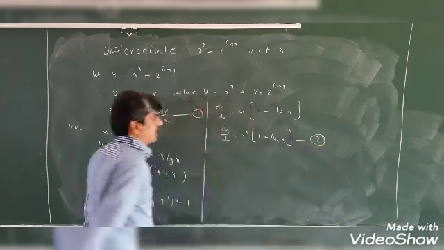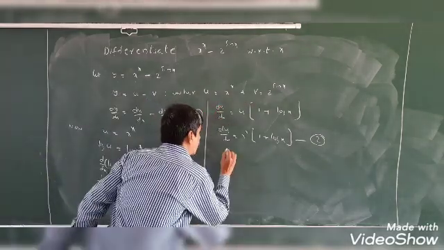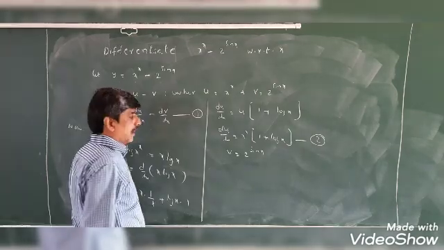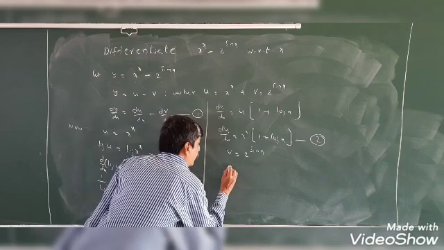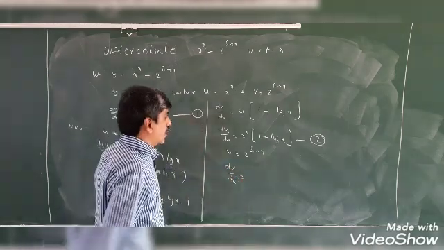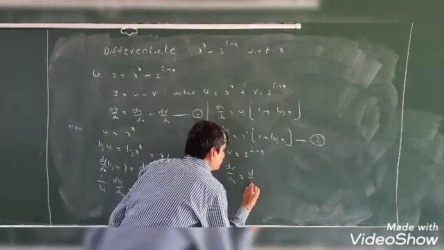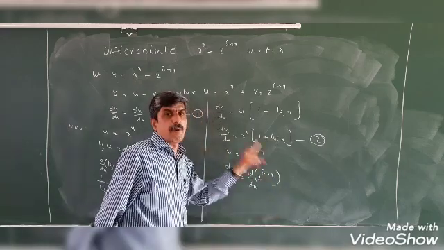So take this as equation number 2. Next, v is equal to 2 power sin x. Differentiate with respect to x on both sides. d by dx of v we write as dv by dx. Now use the formula for d by dx of 2 power sin x, that is d by dx of a power x.